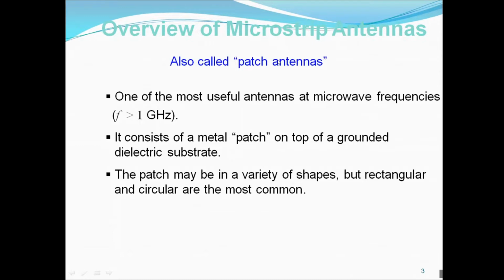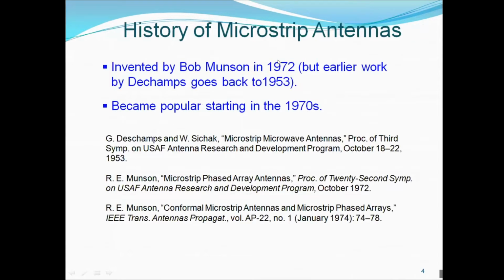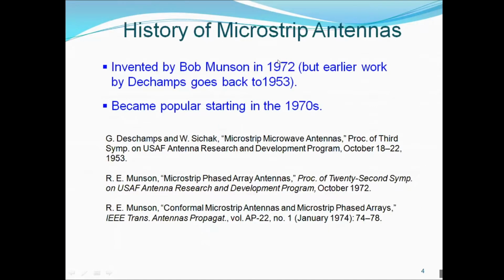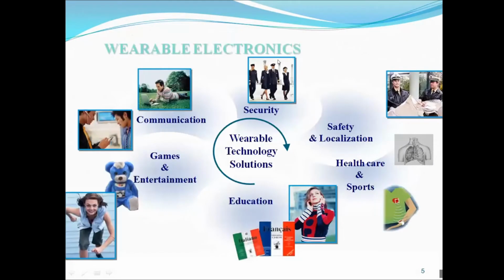So the patch antenna is nothing but a metal patch on top of a grounded dielectric substrate. It may be of any shape, the conventional rectangular, circular, and also triangular, we can say. Actually, it was invented very long ago, in 1972 itself. After that, it has slowly become popular, right? When we collect the research papers, we have to start from the Munson paper, 1972, right? Everything is available in the Indian Institute of Science, Bangalore.